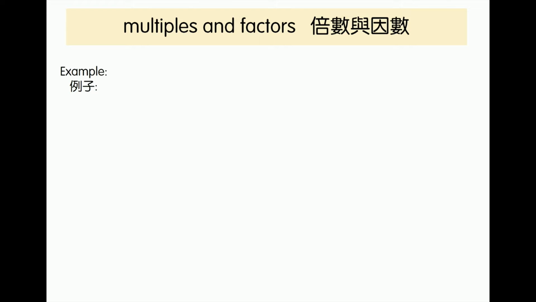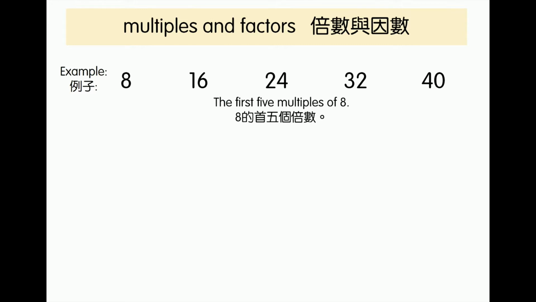For example, 8, 16, 24, 32, 40. These are the first 5 multiples of 8. 1, 2, 4, 8. These are all the factors of 8. Factors meaning 8 can be divisible by all of these 4 numbers.